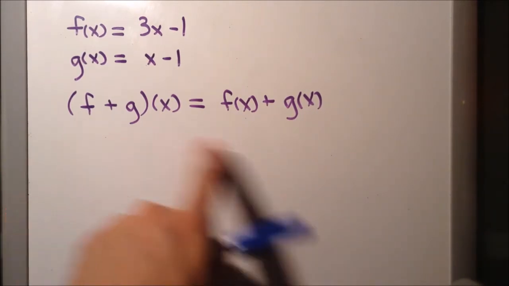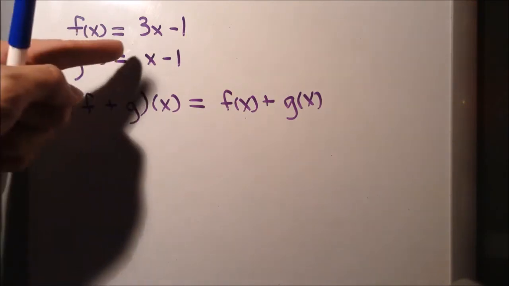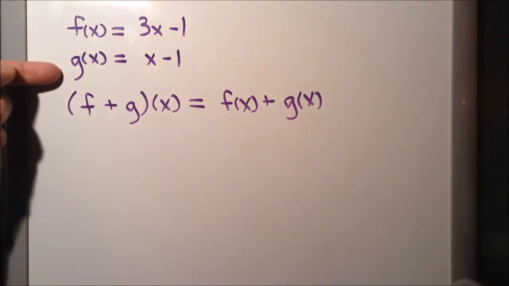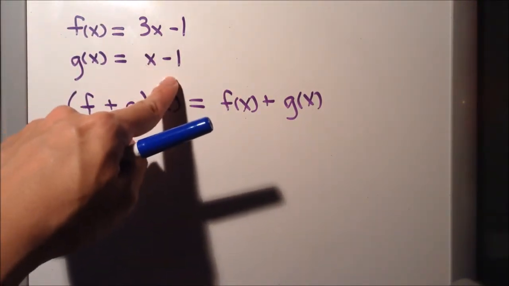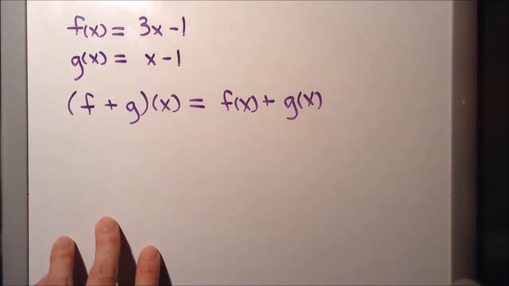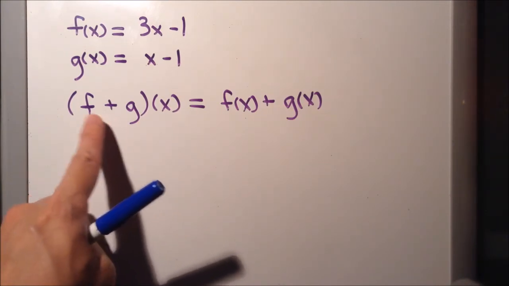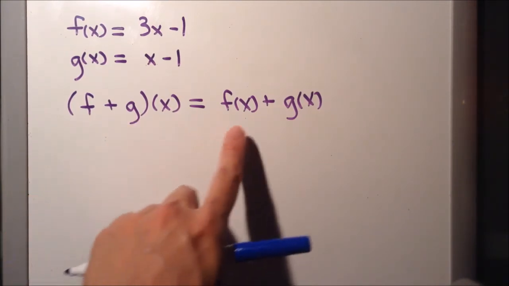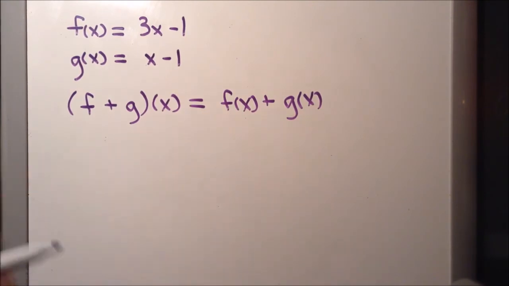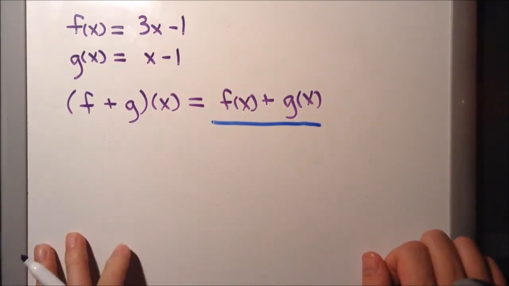In the first example, I'm going to use these two functions. F of x equals 3x minus 1 and g of x equals x minus 1. And I will use these two same functions for the other three operations, but right now we're going to focus on addition. So when it's f plus g of x, it's just f of x plus g of x. So I'm just going to follow this format.